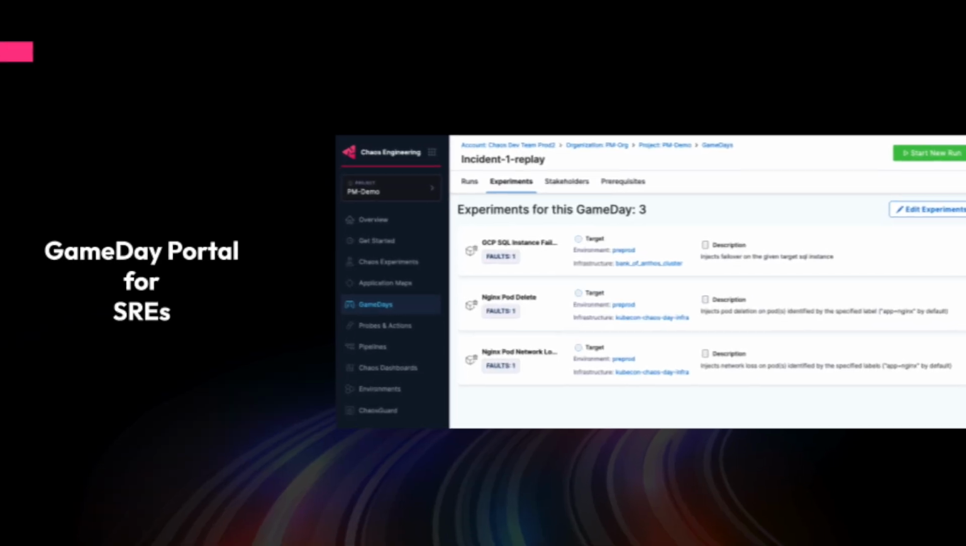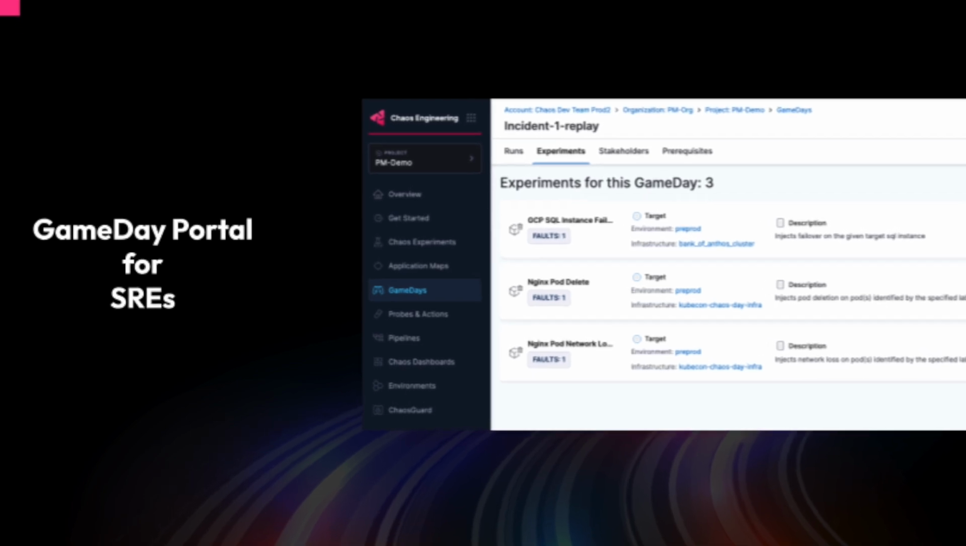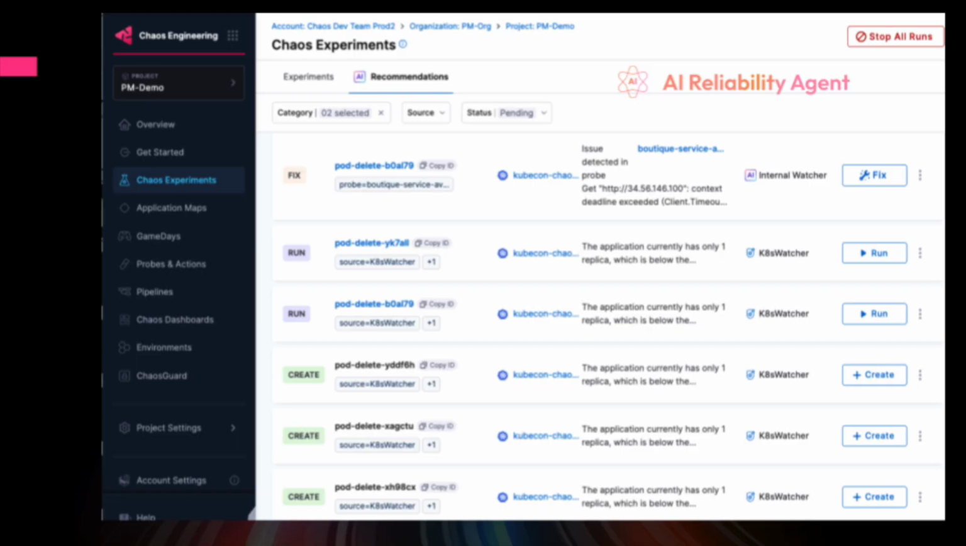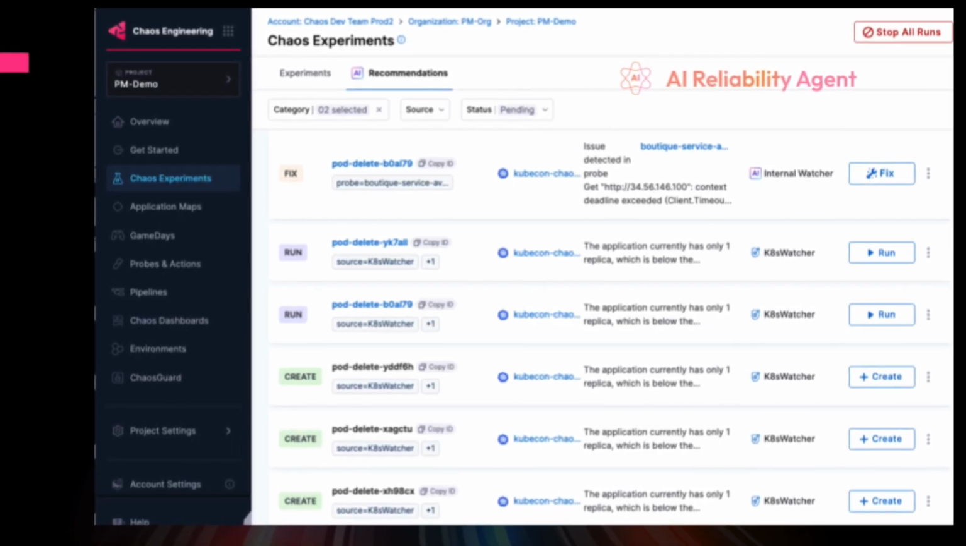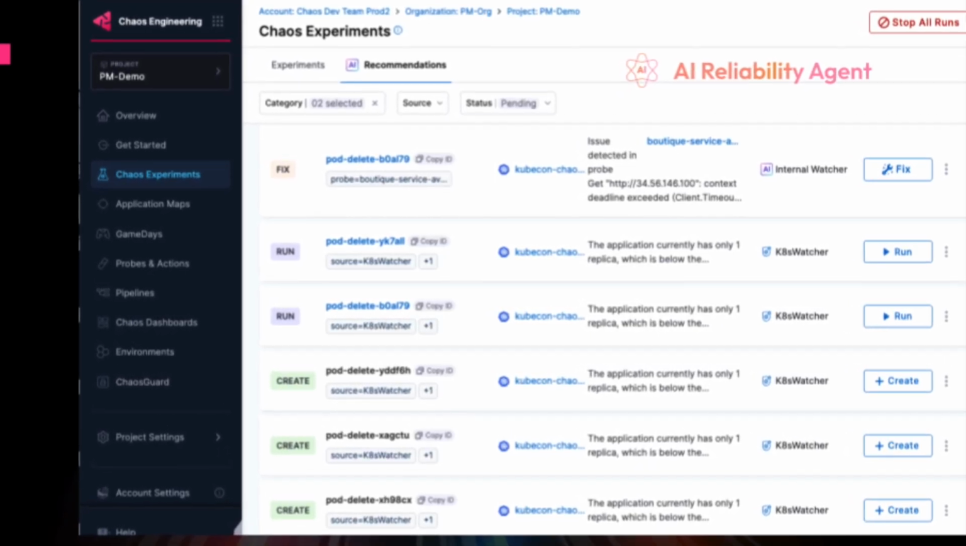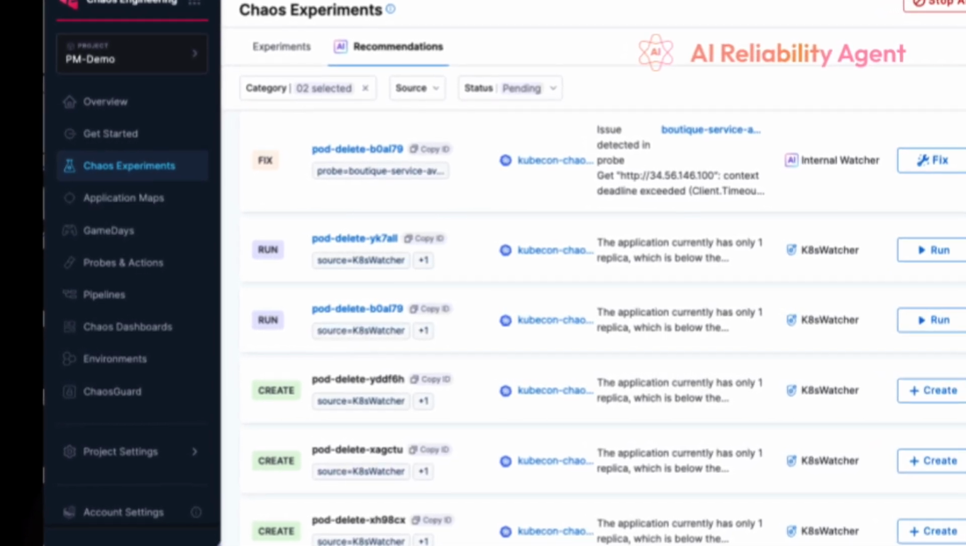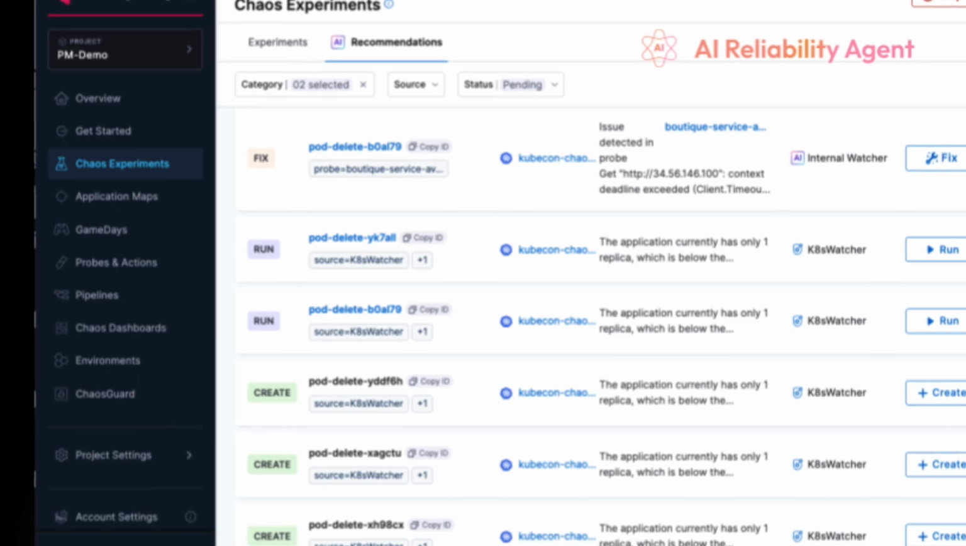It offers an out-of-the-box GameDay portal to assist site reliability engineers to run game days in production environments. It comes with an AI reliability agent that provides recommendations around creation of new chaos experiments, running of existing experiments, and how to fix resilience probe failures.